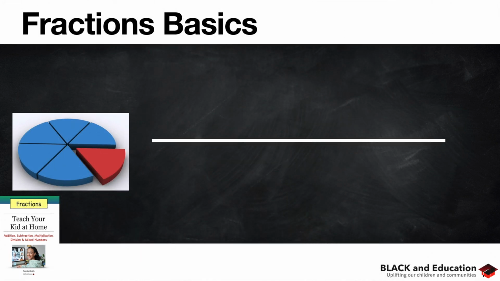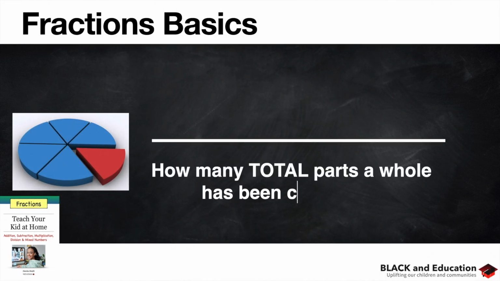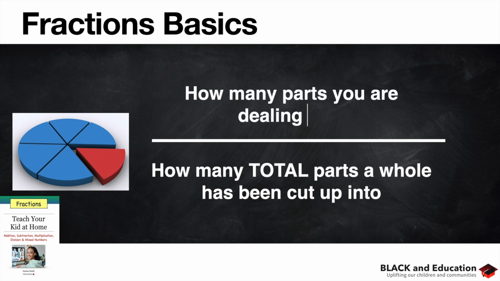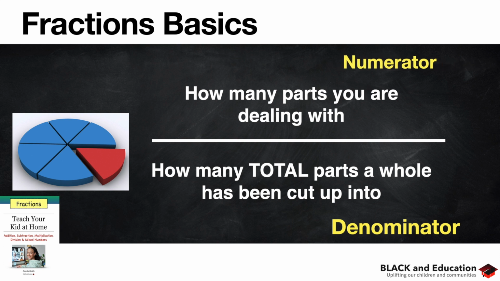So remember that your denominator is going to be on the bottom, and it's how many total parts a whole has been cut up into. Your numerator is how many parts you're dealing with, and that goes on the top. So our denominator is on the bottom, our numerator is on the top. How many parts you're dealing with goes on top, and how many total parts the whole has been cut up into goes on the bottom. That's your denominator.